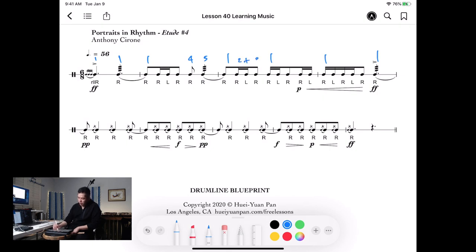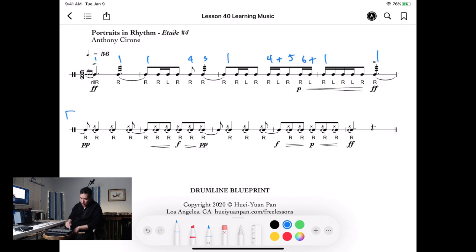One, two, and three. And I do this with all the beginners too. With beginners, they have to know where all the counts are, right? Four and five, six and one. One and two and three, four, five, six.